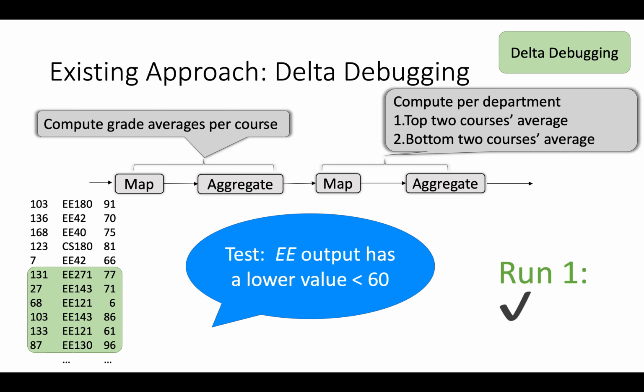So we continue to do so, for a third iteration, and finally a fourth iteration. And the end result is a minimal subset of inputs that is able to reproduce the suspicious program output behavior defined by our test function.